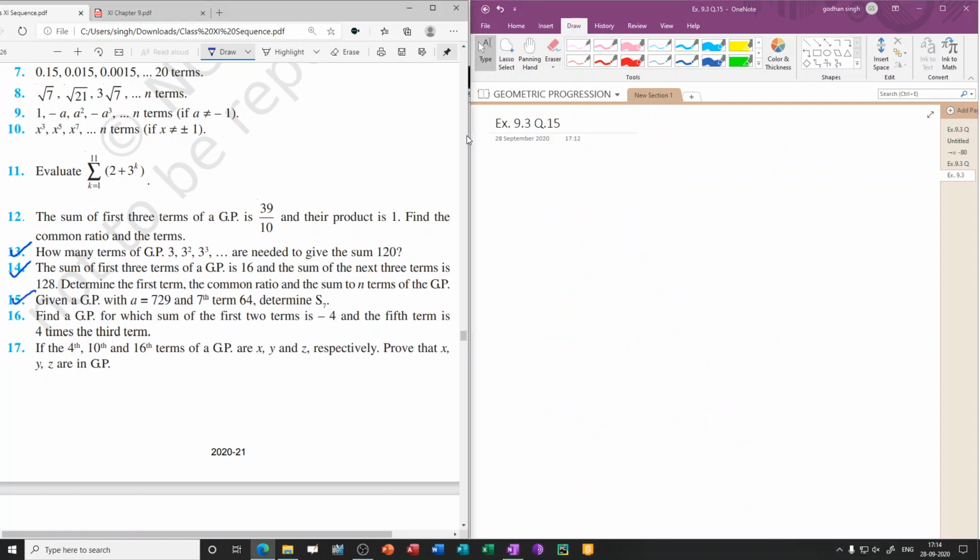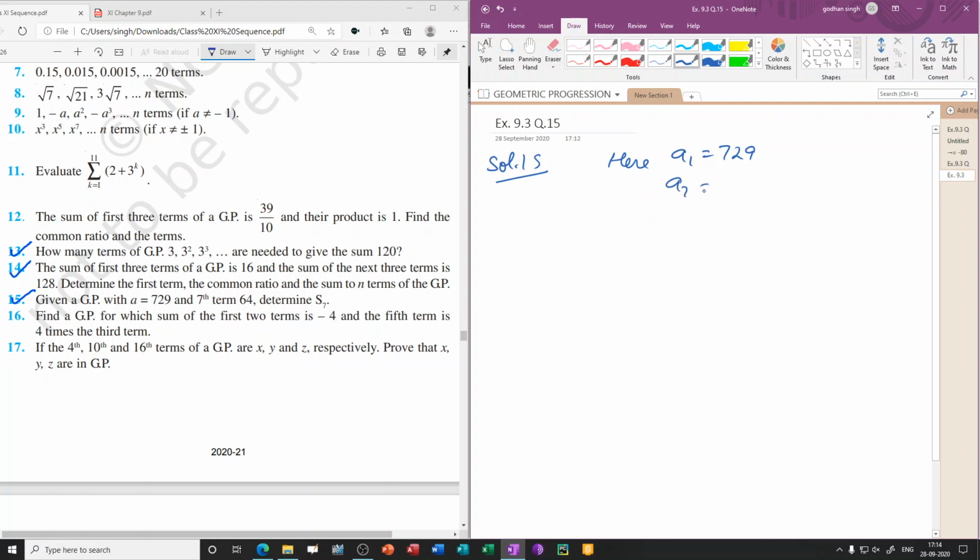Question number 15. Given a GP with a equal to 729 and 7th term 64, determine S7. So now we'll be solving question number 15. So solution number 15. Given a GP with a equal to 729, that is here a1 equal to 729, and what is given to us, that is 7th term is 64, a7 equal to 64, and we have to find S7.